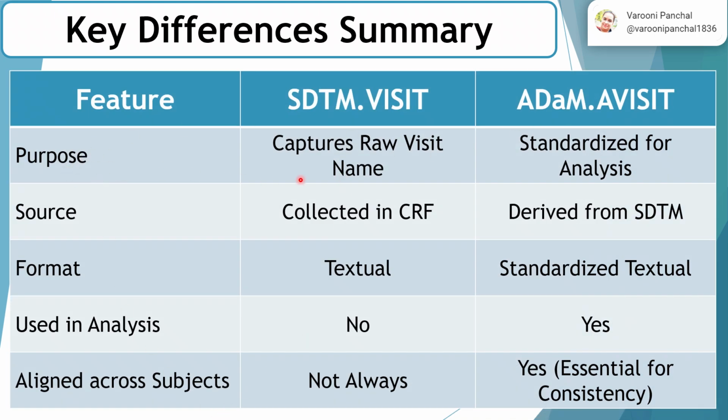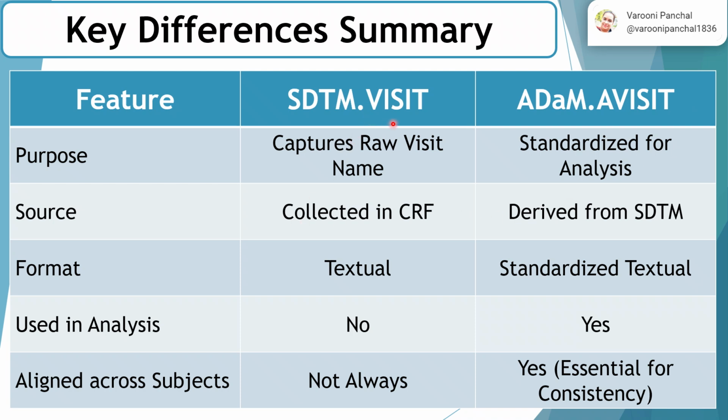For the purpose, VISIT captures the raw visit name. Like I said, it takes from the raw data set and from the CRF. And the purpose of AVISIT is to standardize for analysis. So this specific variable is dependent on VISIT. We will do some manipulation, some adjustments in programming, so that this specific variable is in a standardized format, and that is used for the tables, listings and figures.